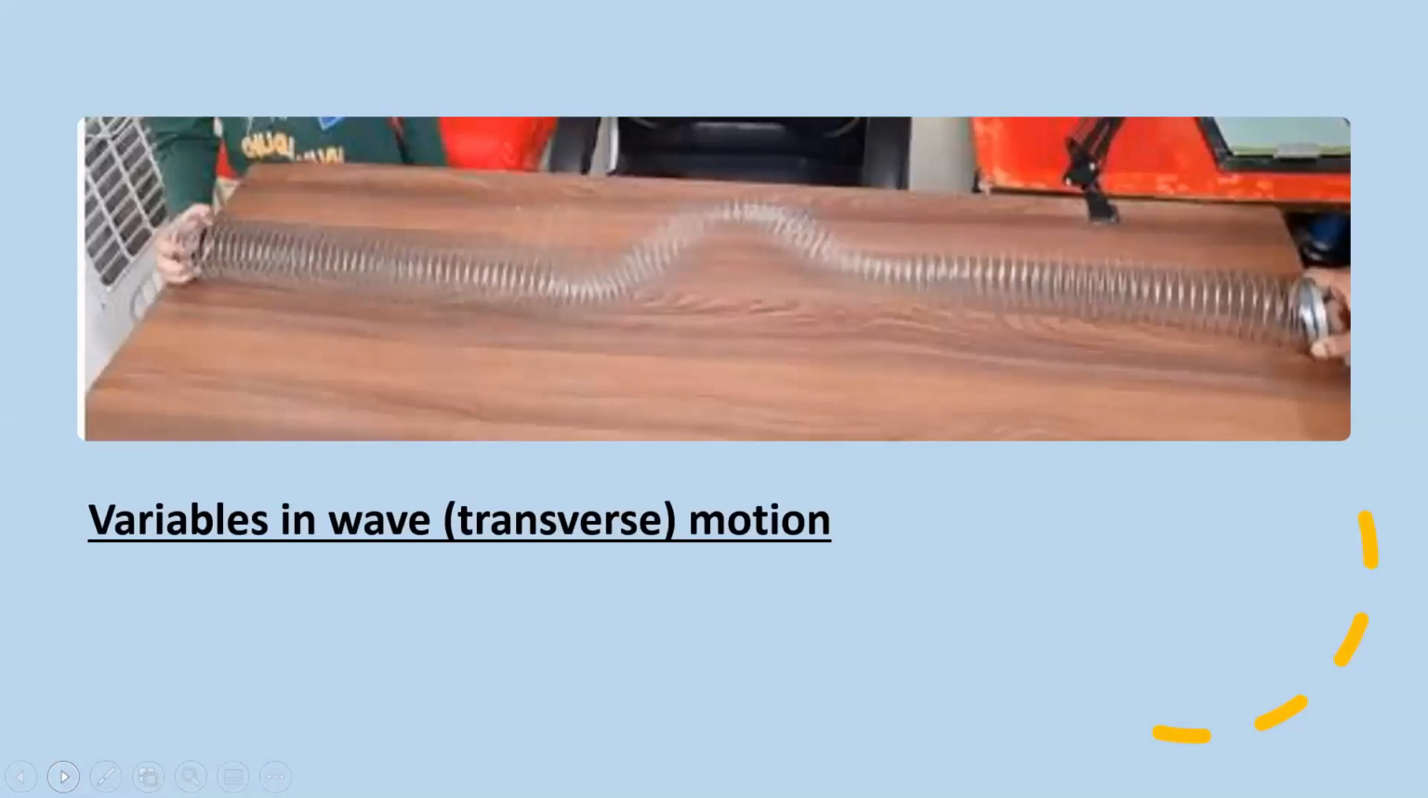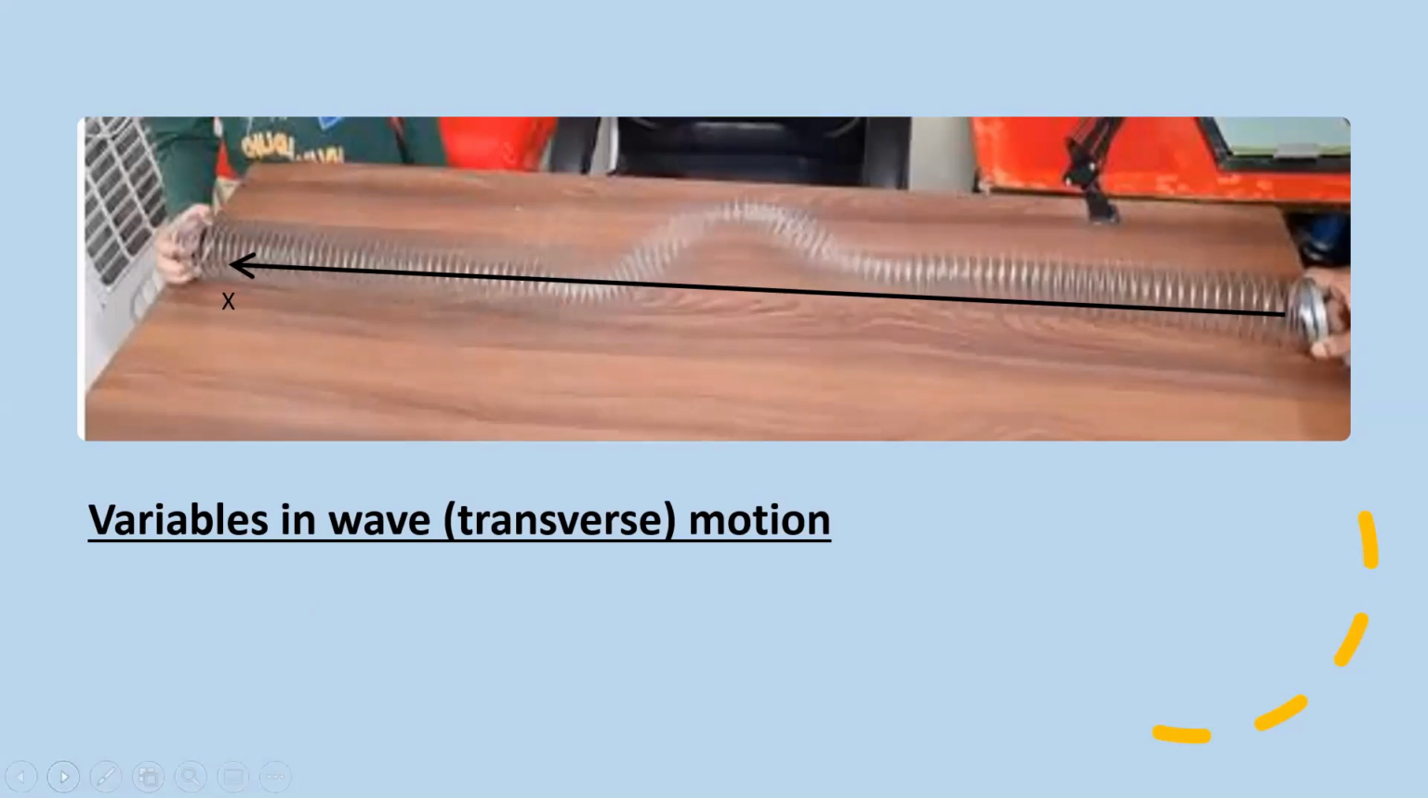Then what are the variables in a wave motion? Right now I'm taking a transverse wave. So the variables in a transverse wave are, suppose this is the medium, that is, I have taken the slinky. It could be a string. So the particles of the medium are along, say, the x-axis. So one variable is the location of each particle. So it could be some x here.